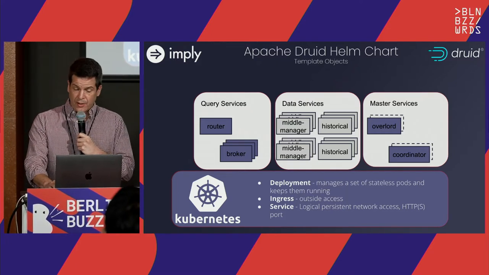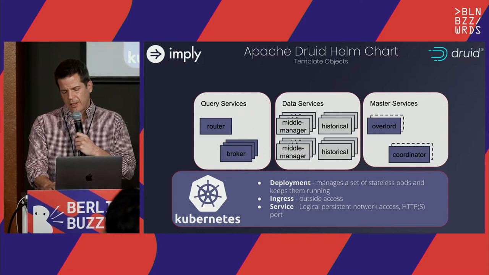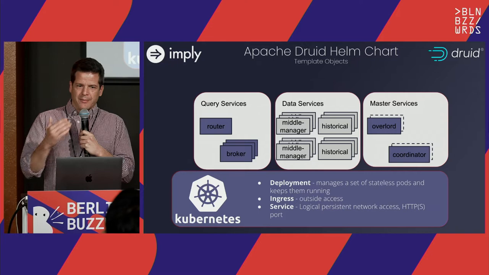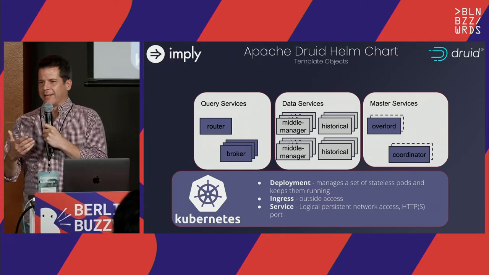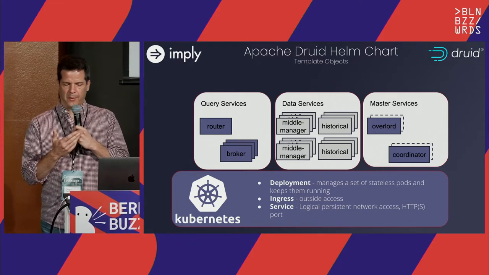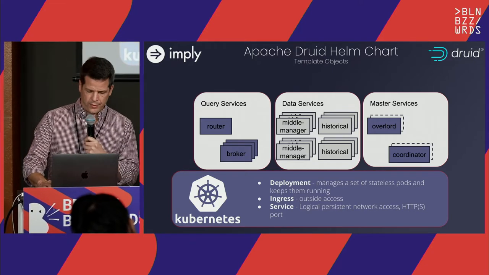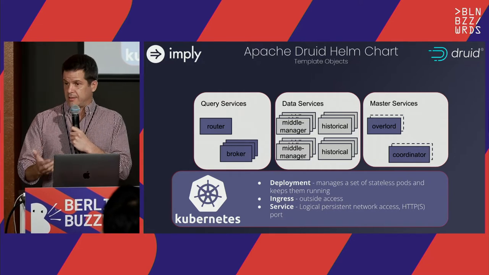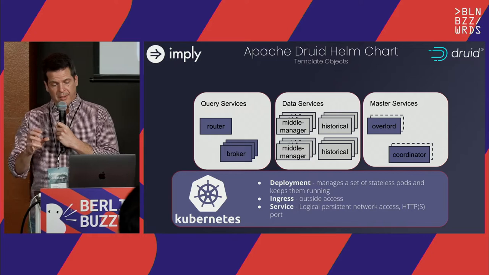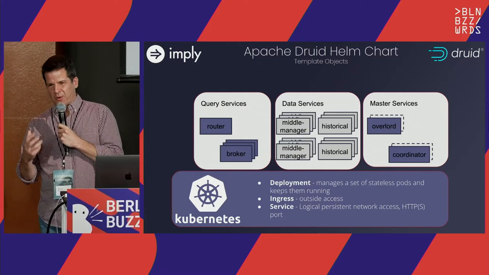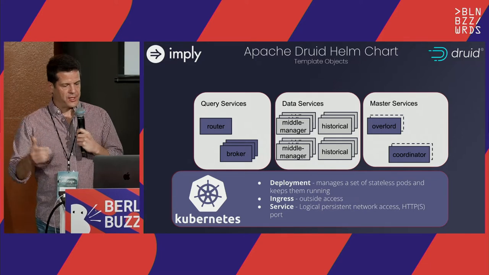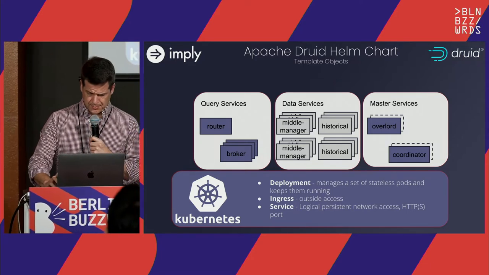It provides an ingress, which is really only necessary in Druid for the router. So mostly, all of the services have REST APIs that you can access directly, but in a normal deployment, you're only accessing through the router. So the router is the one you usually enable for ingress, and it provides the service definition, which provides a logical network name, right? A logical host name that allows you to access the service across the cluster.